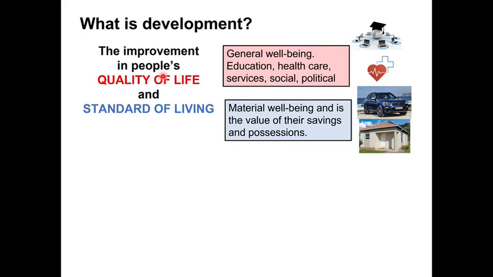And when you have a look at quality of life, it refers to things like education, healthcare, services, the social, and the politics, of course. When you have a look at the standard of living, this has to do with the material well-being of a person, the value of their savings, the possessions they have. Are you in possession of a TV, of a phone, of a motor car, or whatever? This has to do with your standard of living.